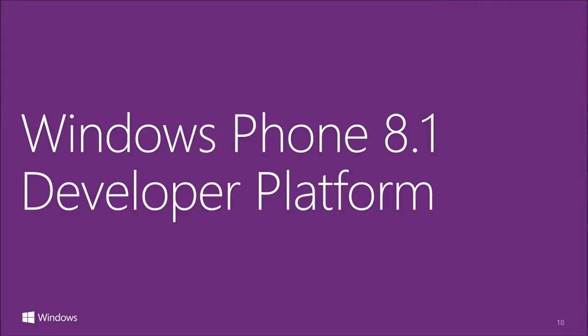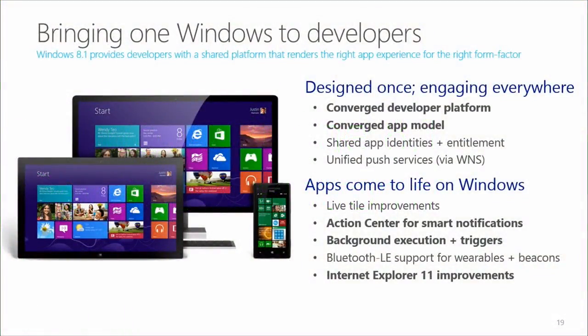All right, so what's in this release for the developer? Well, the big thing is about bringing one Windows to developers, this converged developer platform. So the big deliverable with this is about merging. It's delivering on this one Microsoft promise. It's delivering a converged developer platform where you can now very easily build apps for phone and tablet at the same time and share a very, very high percentage of your code.